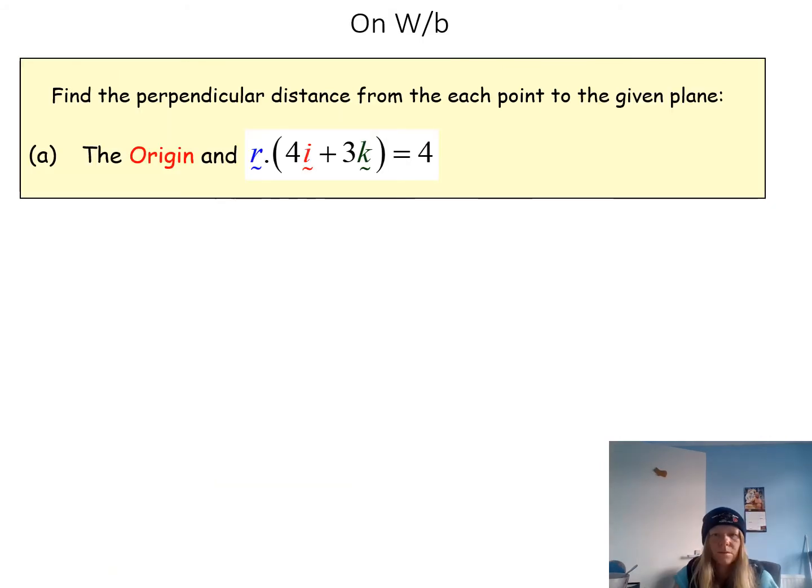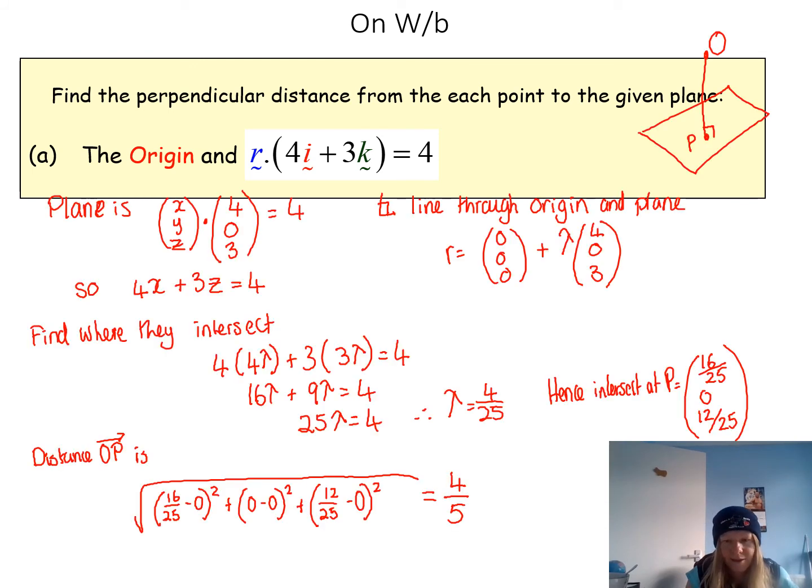Right, here's one for you to have a go at. So pause the video and have a go. It's the origin to that point, so it's the 0, 0, 0 to the point, like the first one I did. Okay, probably unpause now, and here's the answer. Did you get it? 4 over 5. Put a perpendicular equation of the line.